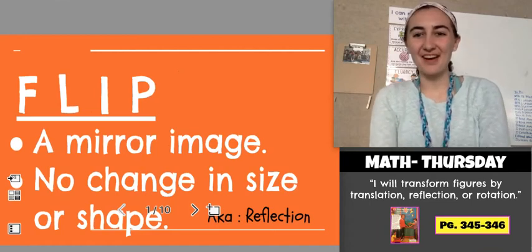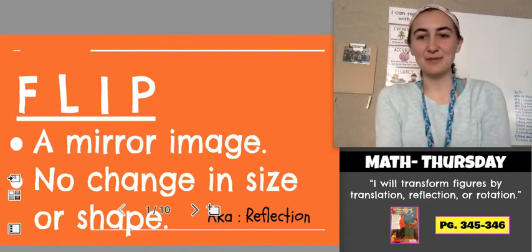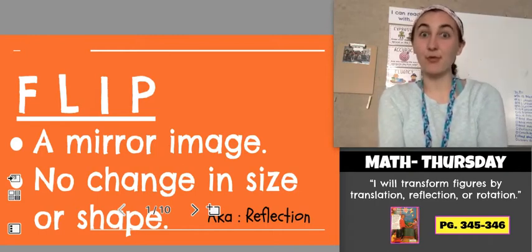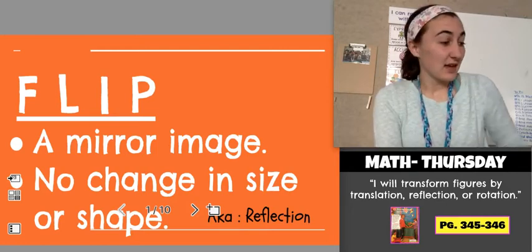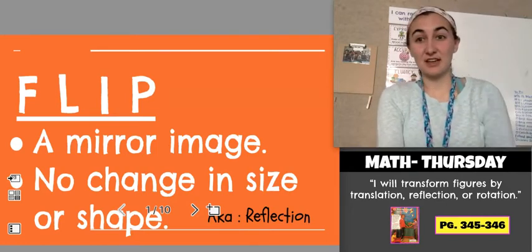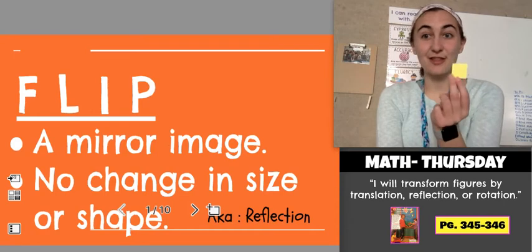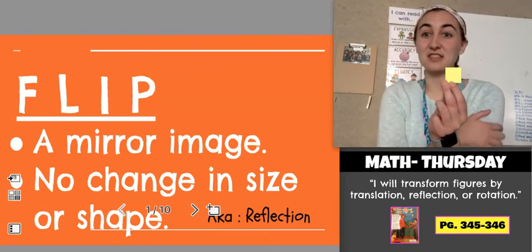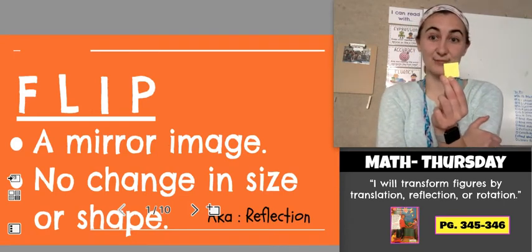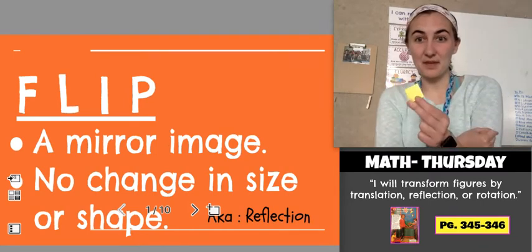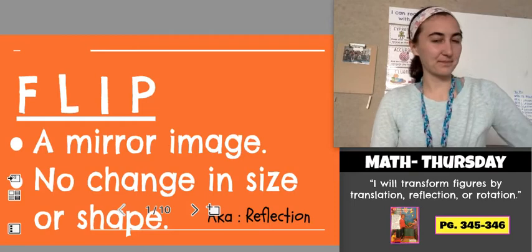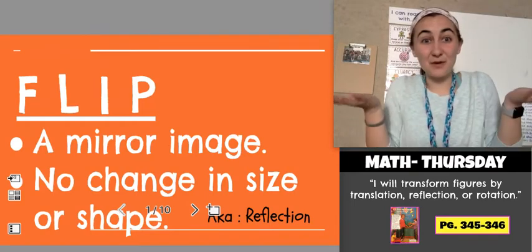Welcome to Math. On this Thursday, our goal today is: I will transform figures by translation, reflection, or rotation. Now, those are some pretty big words, but that means we're just going to change the location of figures such as squares, triangles, rectangles by sliding them, flipping them, and rotating them. And so we're going to go through what each of those are.